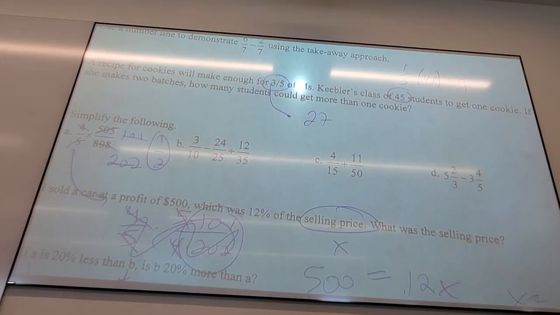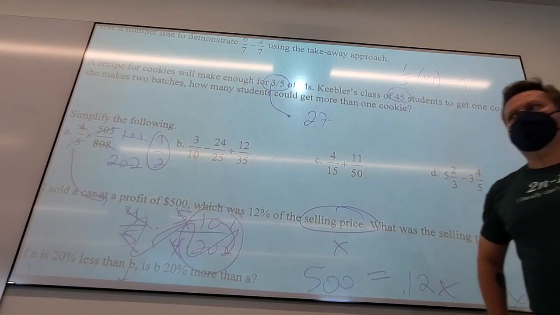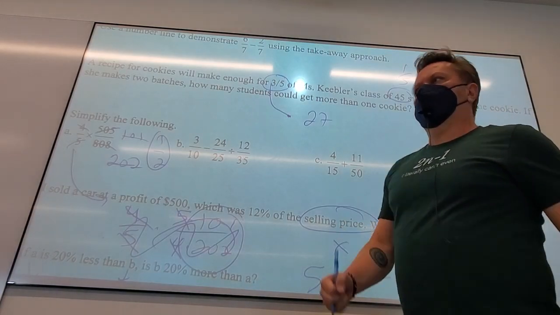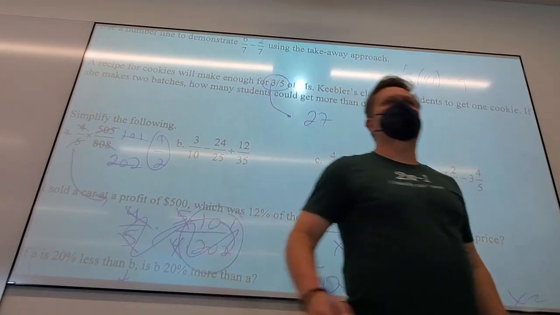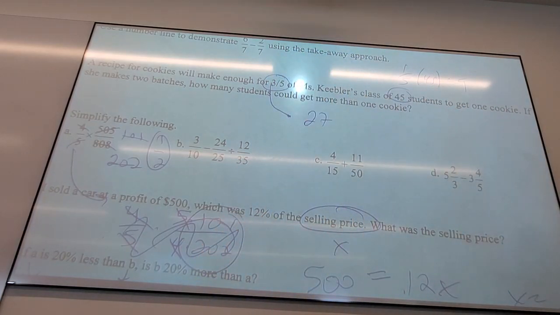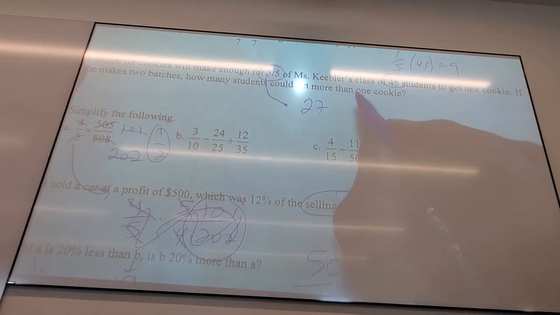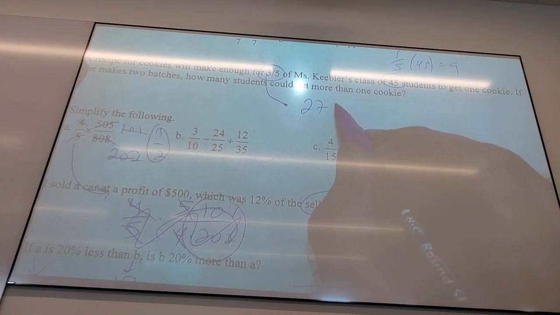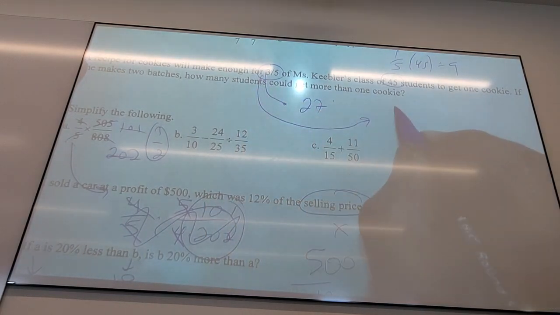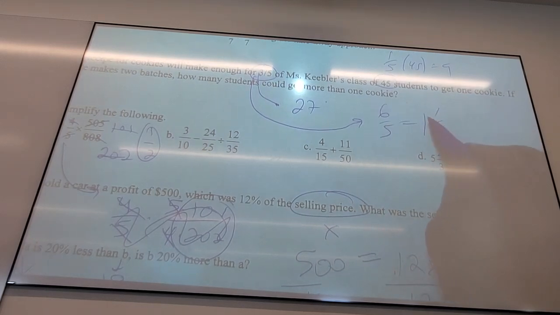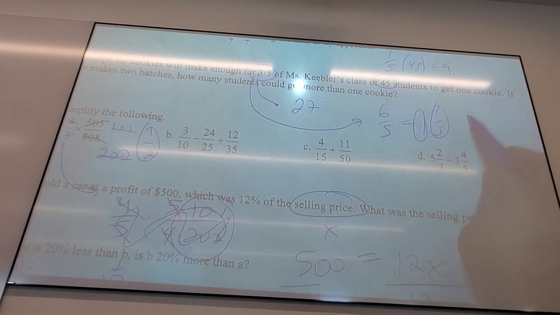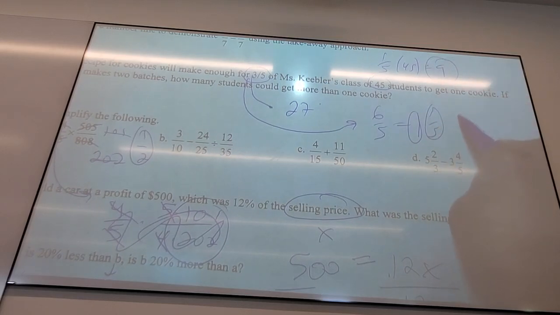And then I basically did what a double batch would be. So 3/5 plus 3/5 equals 6/5, which equals 1 and 1/5, which means that 1/5 of the class will get more than 1 cookie, or 9 students. So double 3/5 is 6/5, which is 1 and 1/5, a whole class plus a 5th of the class. And you already know a 5th of the class is 9.